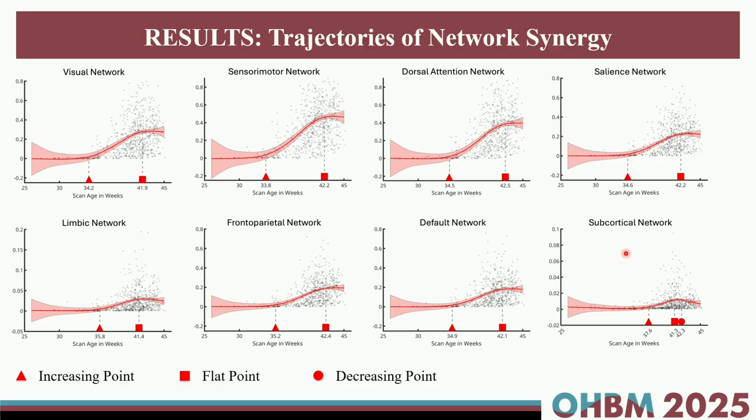While most of the networks show an increase and then a stable pattern, the subcortical network displays a decline around 42 weeks. Among all the networks, the sensory-motor and the dorsal attention networks tend to have the highest peak synergy values compared to other networks, while the limbic and the subcortical networks have pretty low synergy values throughout the development process.